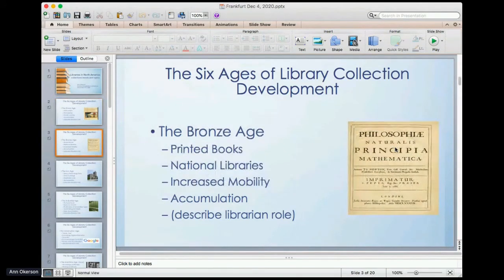The Bronze Age was introduced by the invention of movable type, and it was like the ancient Bronze Age in that it brought a kind of mechanization that radically advanced past what was possible in the age of handwriting. Let's say this age lasted roughly from 1500 to 1800, i.e. 300 years.